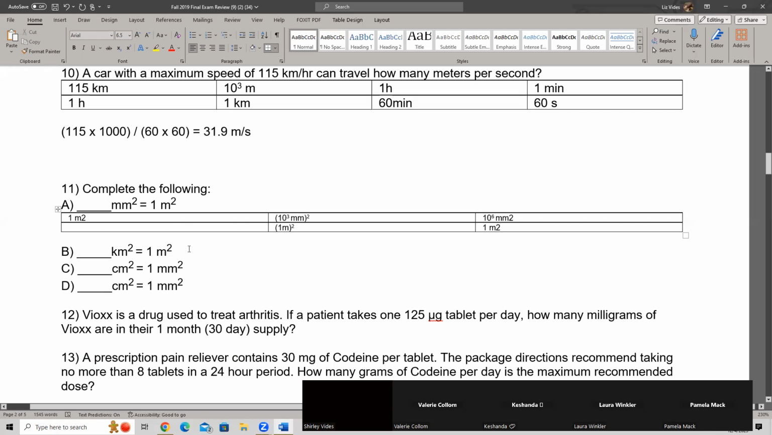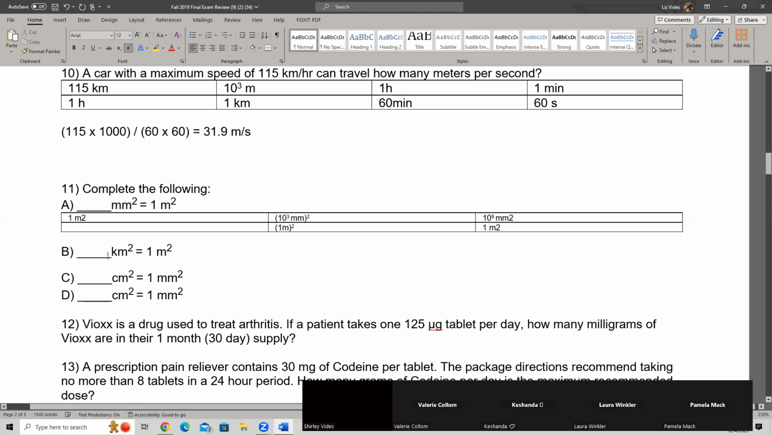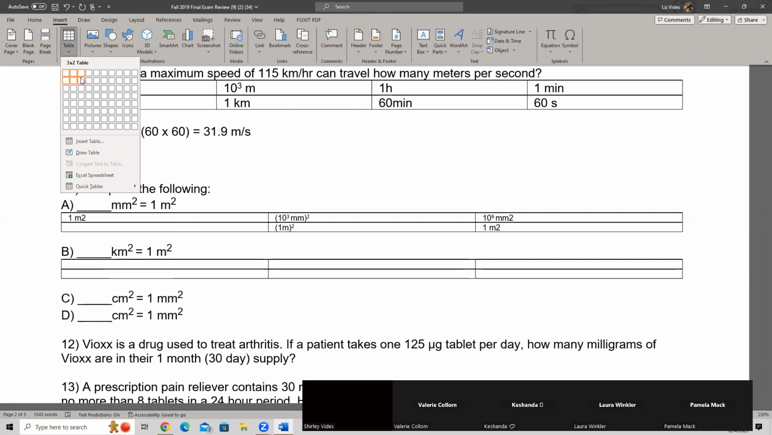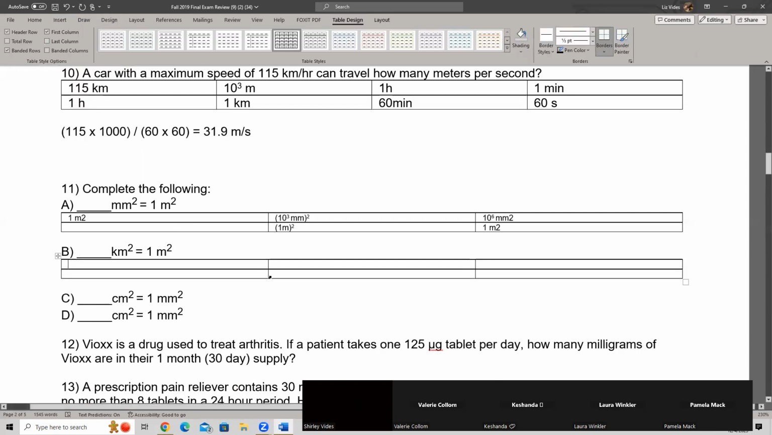All right, the next one, kilometers. Again, we do the same thing. Let's insert our little table of 3. The reason I do 3 is so that the middle one is the conversion that we actually have to perform. So 1 square kilometer. All right, so 1 kilometer down here, right? We're going to have to square it.